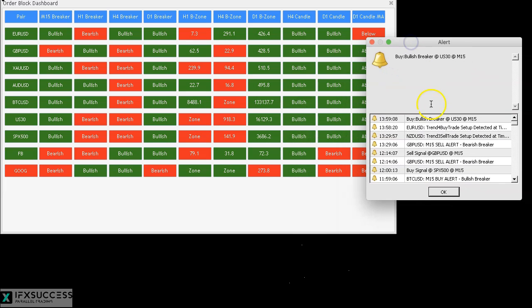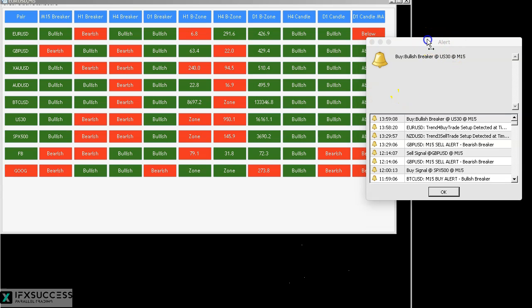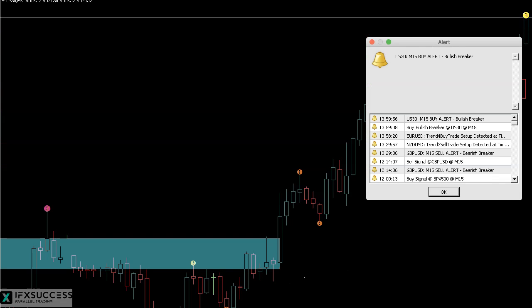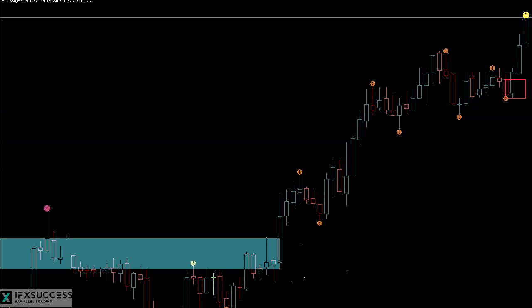Like right now, we're saying we're about to buy on a bullish breaker on US 30. Oh goodness, did this market open already? So let's take a look at this over here. I'm not sure if this is open or not. Oh, it is open.